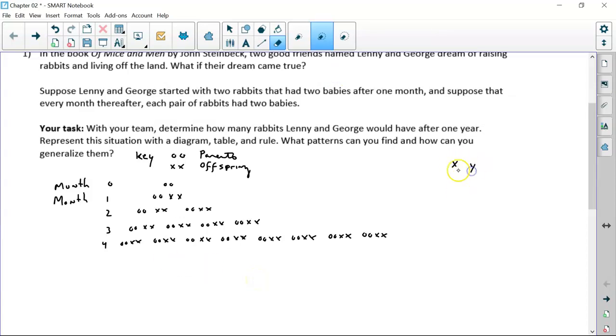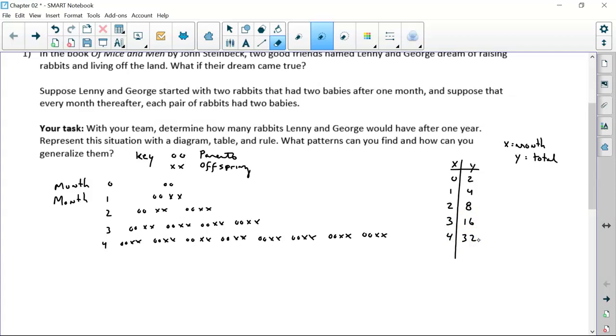But let's think about this as a table of values. So X is going to be the number of months, and Y is going to be the total rabbits. Month 0, we can see we had 2 rabbits total. Month 1, we had 4 rabbits. Month 2, we have 8 rabbits. Month 3, we had 16 rabbits. Month 4, we had 32 rabbits.